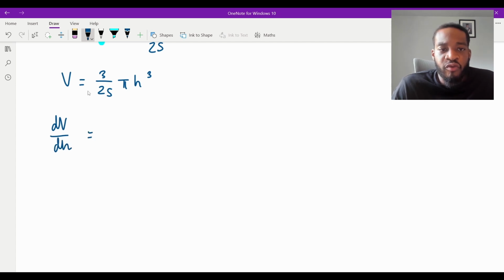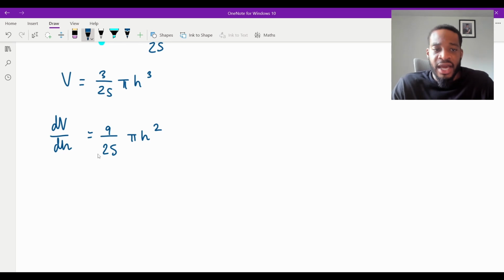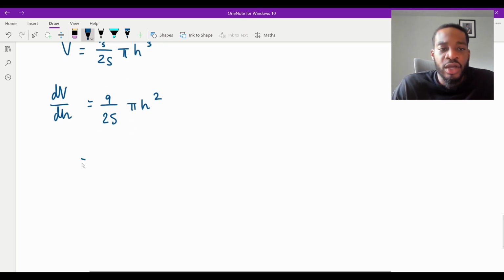That's going to equal, the 3 will drop to the front. So 3 times 3 over 25 is going to be 9 over 25 pi h, and then the 3 drops to a 2, doesn't it? So I get that there. Now, this is dV/dh. What I'm going to do is write this as one singular fraction because I'm going to flip it.